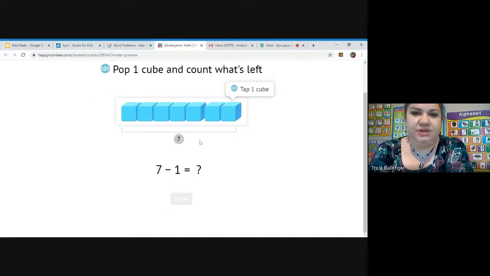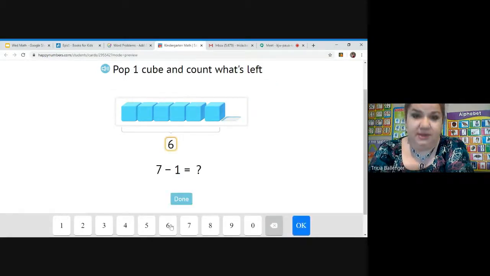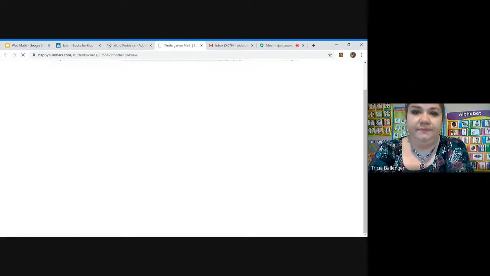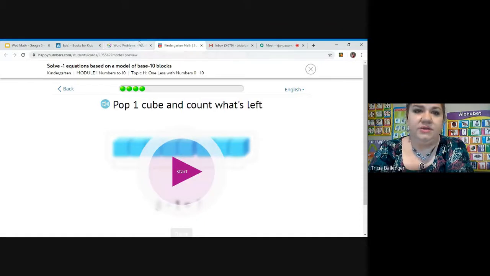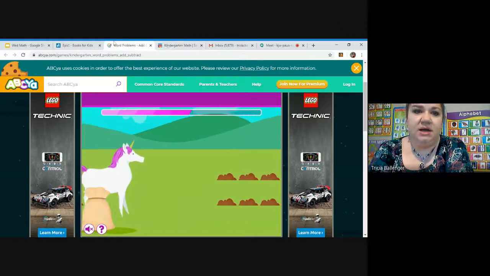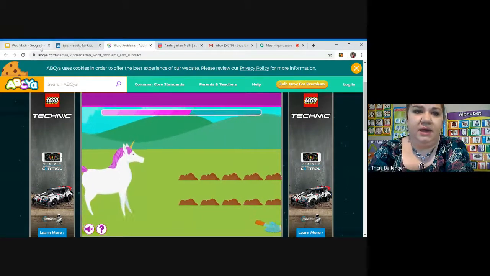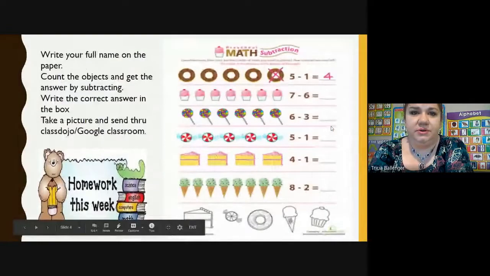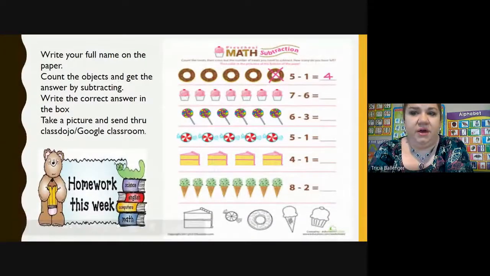This is why it's important to know the number line also so that we know what number comes before. So what number comes before 7? 6. Right? All right, so those are our 2 places that you can do your work, abcya.com and Happy Numbers.